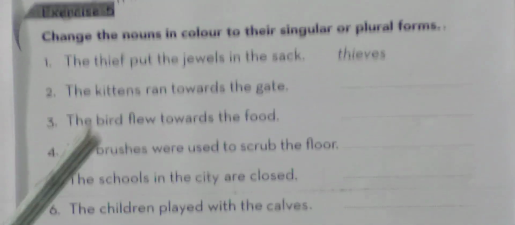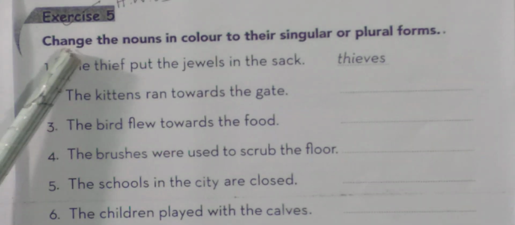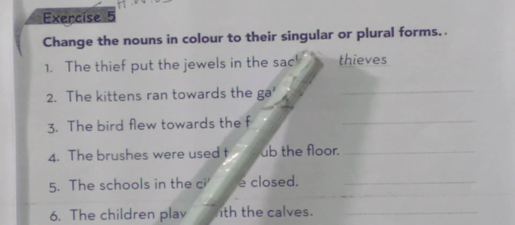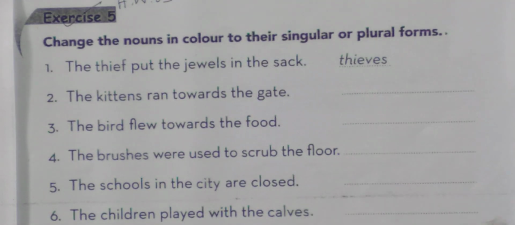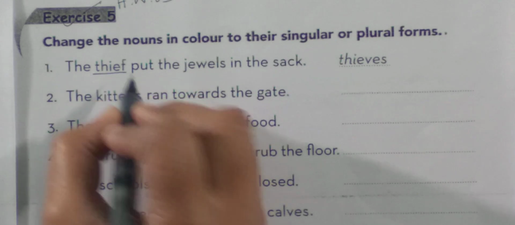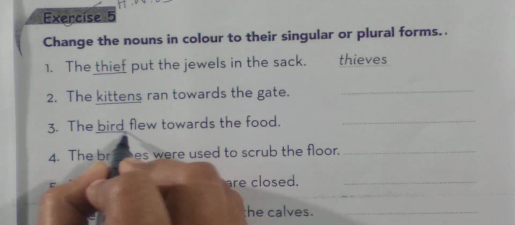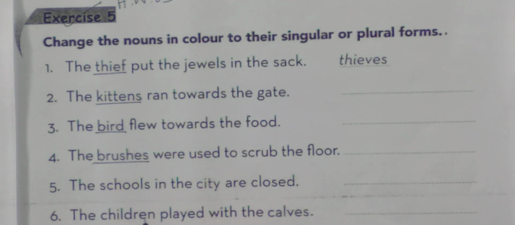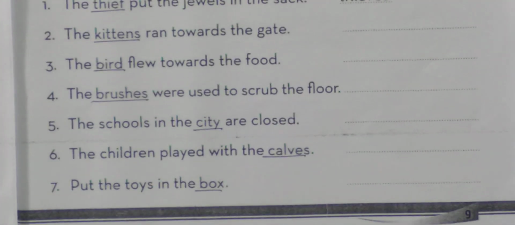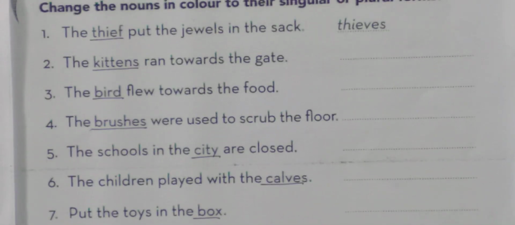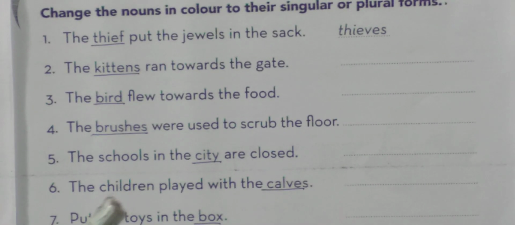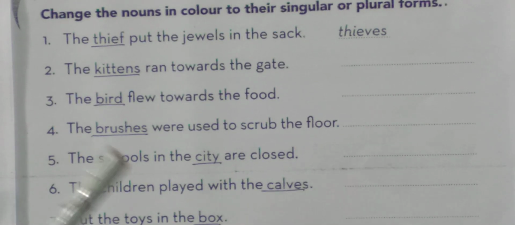So now look, what is the instruction here? Change the nouns in color to their singular or plural noun. So it is photocopied one, there's no color, so I underline the word for your help, okay? So now look, you will change those words, okay? If the word is given in the singular form, you will make it plural, and if the word given in the plural form, you will make it singular.